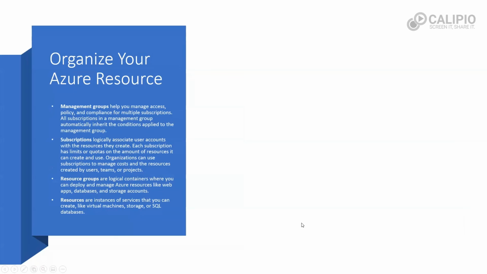Now, once you got your subscription, how are you going to organize your resources? Let's deep dive into the four layers of Azure resources. First comes the management group. Management groups help you manage access, policies, and compliance for multiple subscriptions. All subscriptions in a management group automatically inherit the conditions applied to the management group.